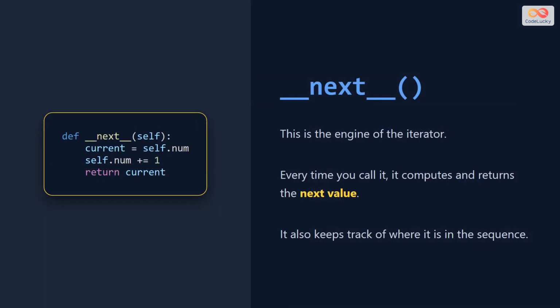The second method is dunder_next. This is the engine of the iterator. Every time the loop asks for a new item, this method runs. It calculates or retrieves the next value, updates its internal state, and returns the result.